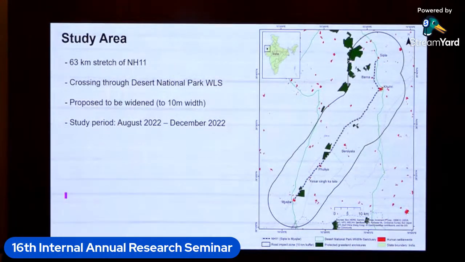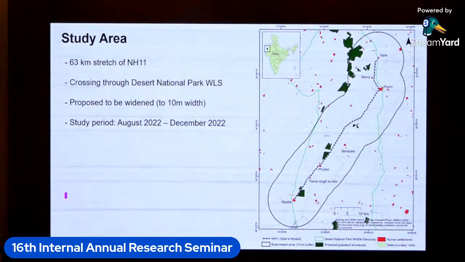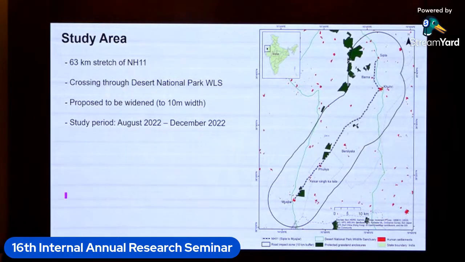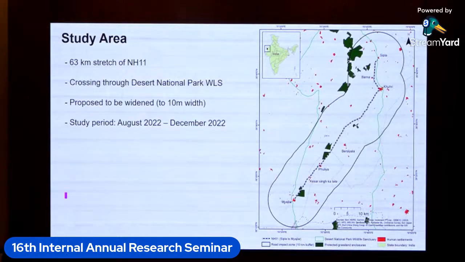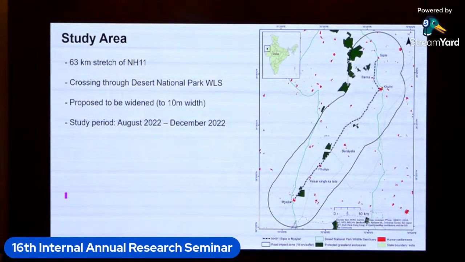3 kilometers of the stretch is crossing Desert National Park. The upper green polygons you are seeing are the prime habitats where the functionally largest known population of Great Indian Bustard exists. And down there, these red polygons are showing the human settlements. So I'm talking about the road stretch that already exists as a 5 meter single lane road, which is proposed to be widened to 10 meters.